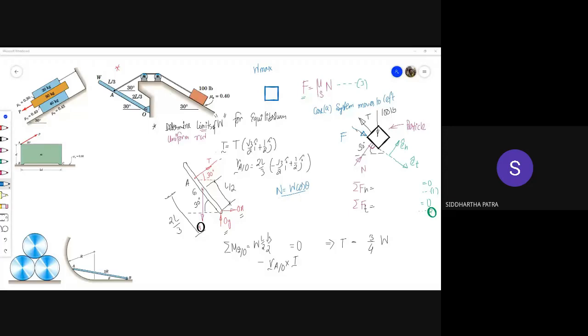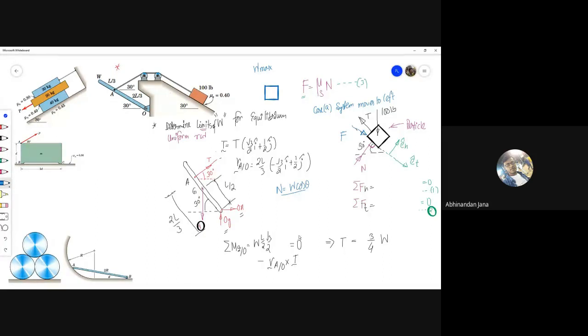Okay. So can you tell me what values of W you are getting? So W max equal to 112.85. W max you are getting 112.85? What is the unit? LBF, sir. Okay. Yes, sir. I am also getting this.